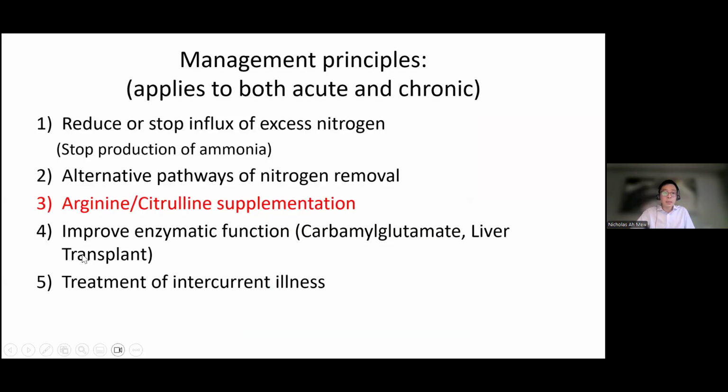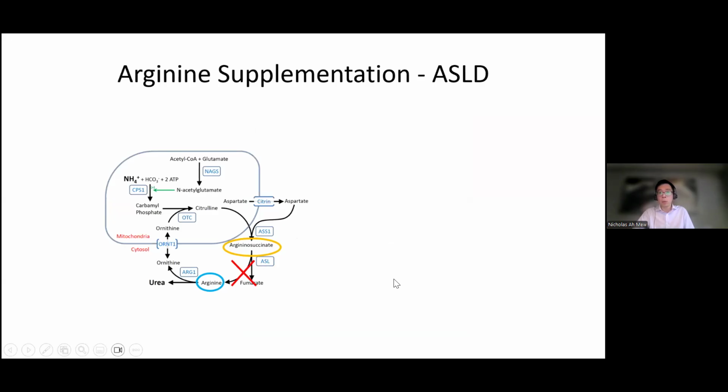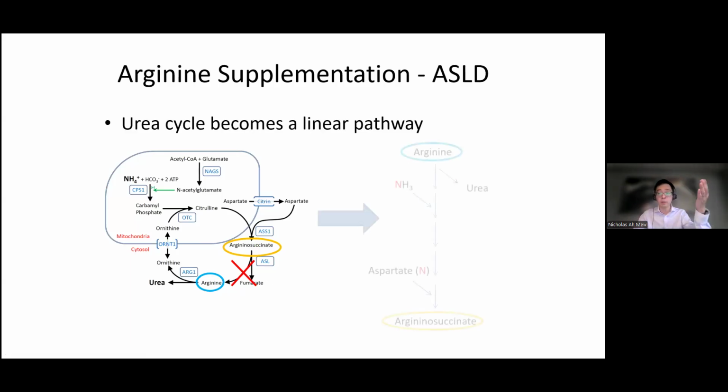I want to discuss arginine and citrulline supplementation in these disorders as well. The example I like to best use here is what happens with ASL deficiency and why arginine supplementation is important in this condition. We already talked about how arginine becomes conditionally essential in disorders where you have a block in the urea cycle. But conceptually, when you have a block in the urea cycle, you are converting this cycle into a linear pathway that goes from arginine, in this case, all the way to arginine.